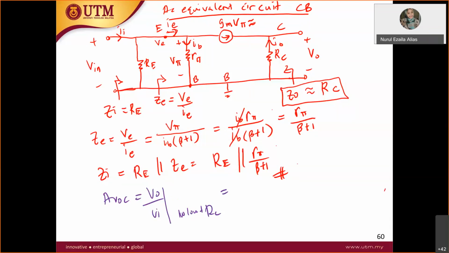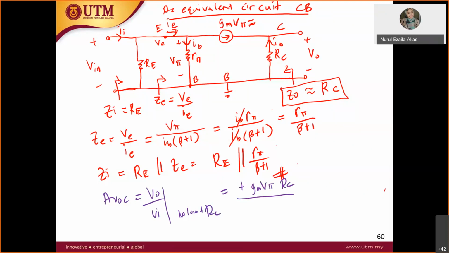What will be the V out? Come on, you already know this. V out is the voltage across RC, minus gm V pi RC. Thank you for that. But is it minus? Look carefully over there. Where does the current gm V pi go? It goes to the right, into the RC. Therefore it is plus gm V pi RC.